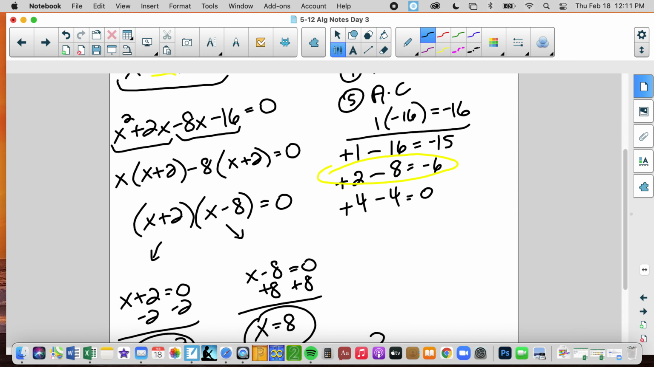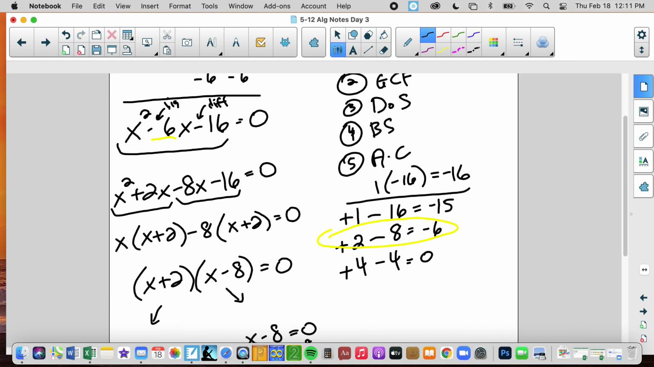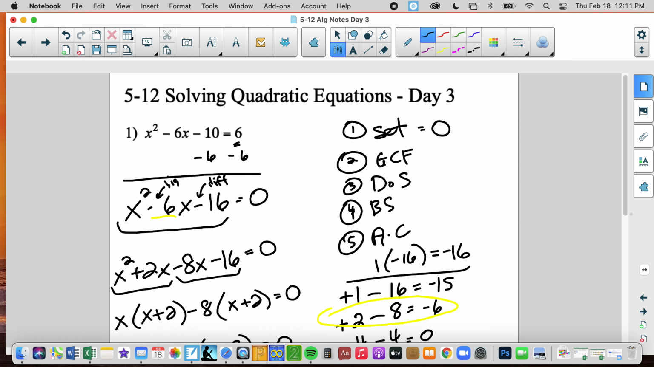So if I plug in negative 2 squared minus 6 times negative 2 minus 10, it should equal 6. Negative 2 squared is 4. Negative 6 times negative 2 is positive 12. 16 minus 10 is 6. 6 equals 6, so that is a solution.